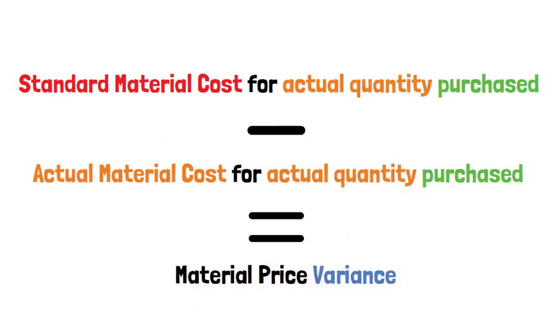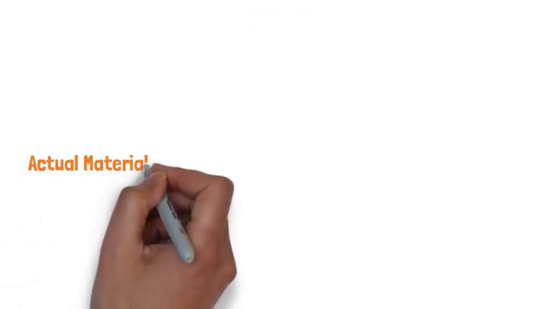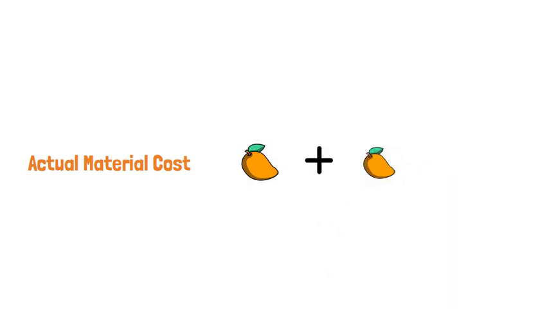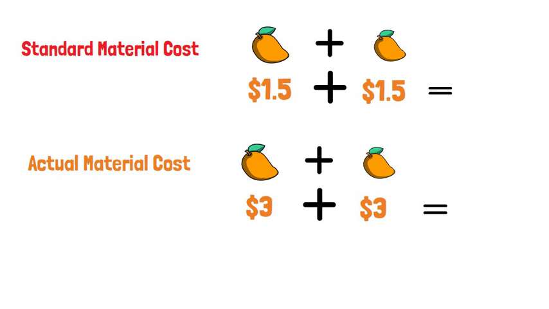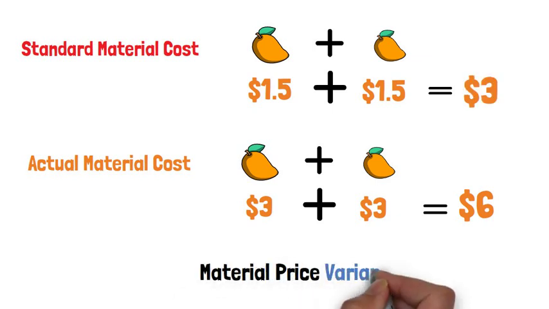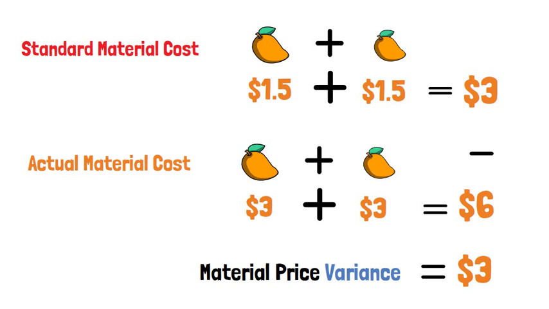The first potential reason is the difference between the actual material price and the standard material price. This is called material price variance. For instance, let's say that we purchased the mangoes for $3 each against the standard price of $1.5 due to some adverse market condition. Then the raw material cost for 2 mangoes to produce one bottle of jam would be $6. Since the actual cost is $6 and the standard cost is $3, the material price variance is $3. That is the difference between the standard material price and the actual material price for 2 mangoes.